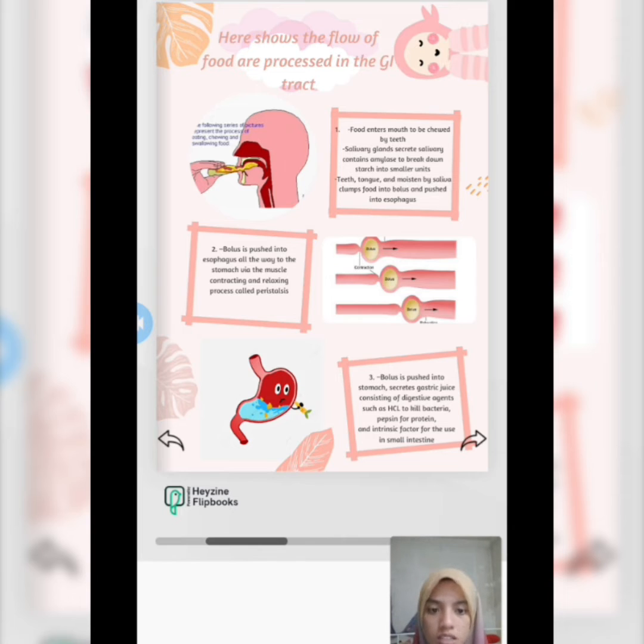The third step is the bolus will move into the stomach via the esophageal sphincter, where we can see that the stomach is covered by a layer of mucus secreted by the gastric glands to avoid corrosion of the organ during the release of gastric juice. Gastric juice consists of certain enzymes such as the pepsin enzyme to break down protein into polypeptides, the intrinsic factor, which will combine with vitamin B12 during the absorption in the small intestine, and also the hydrochloric acid, the base of the gastric juice, which will kill the bacteria within the food.